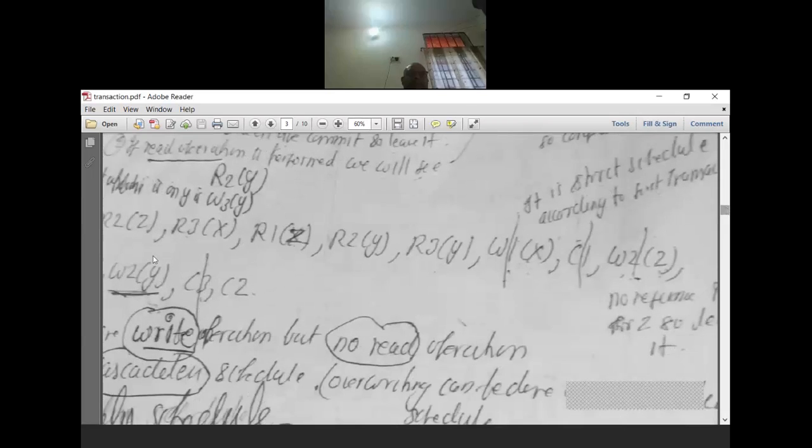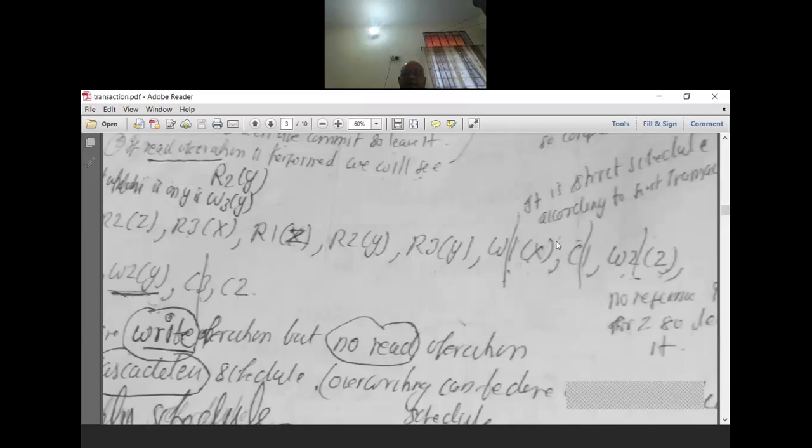Second example is something written R2Z, R3X, something like this. First update on data item X is over here. Completion of transaction 1 is over here. Complete C1. Completion of transaction.